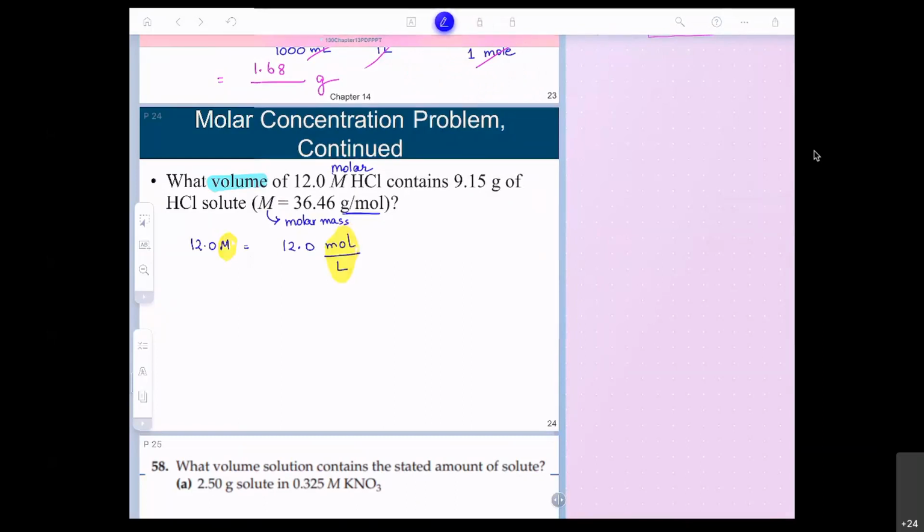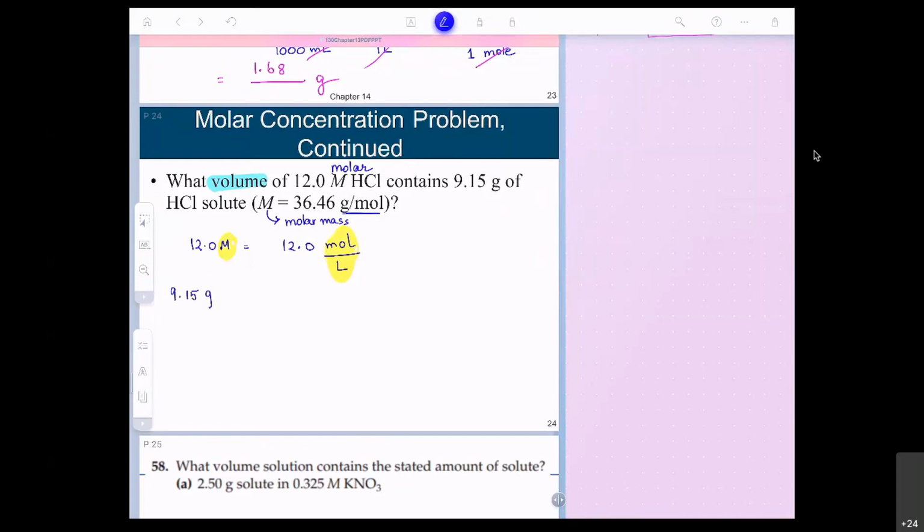Okay, so we don't want the liter on the bottom because we want the answer as liters, right? We want it on the top. So that's something you want to keep in mind. Or in other words, you want moles on the bottom, liter on the top, which means you want 12 molar on the denominator. You have to get it positioned in such a way. We definitely want to cancel out 9.15 grams. That's an important thing we want to keep in mind. So let's get started with 9.15 grams.